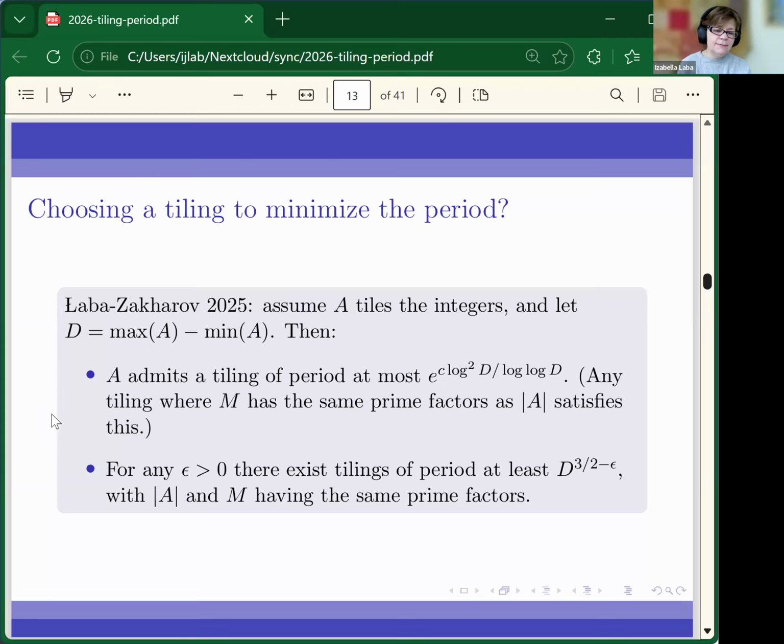From the other end, if we assume that A and M have the same prime factors, so we do not introduce any prime factors into the tiling period that do not already appear in the cardinality of A, we can still get tilings of period at least about D to the 3/2.